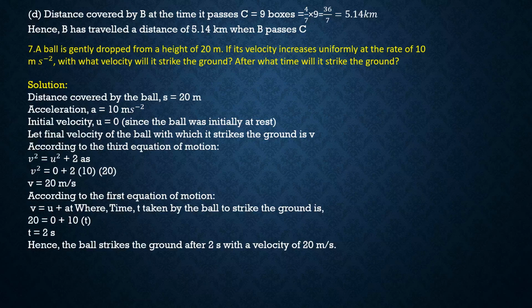So we will apply the equation v square is equal to u square plus 2as. Put the values of u, a and s. We will get v equal to 20 meter per second. Then we have to find time taken. So we will apply the equation v equal to u plus at. Put the values of v, u as 0, a as 10. Then t will come out to be 2 seconds.